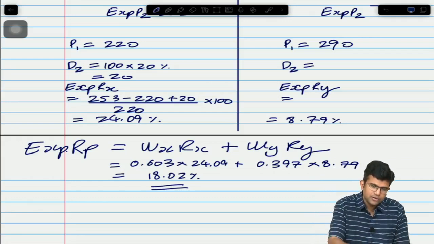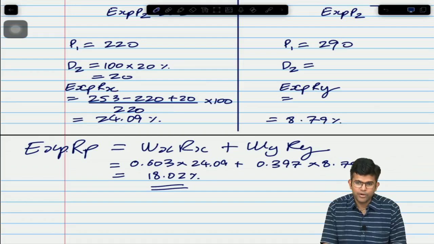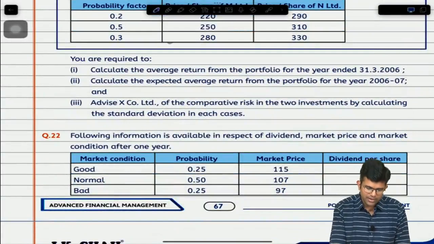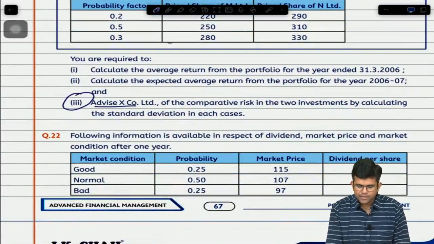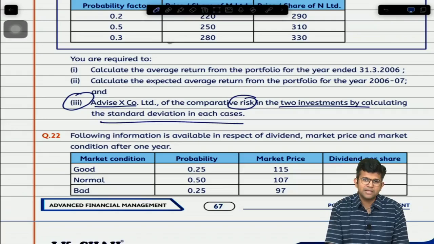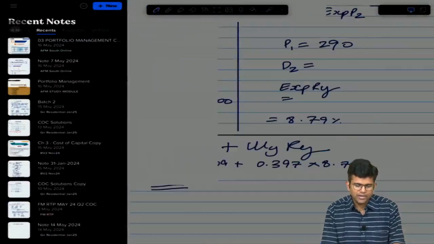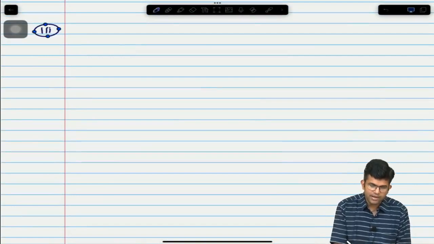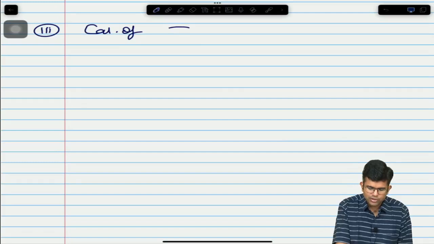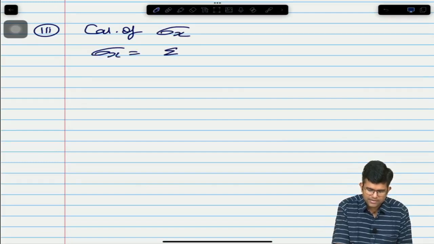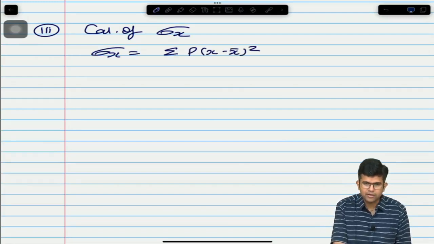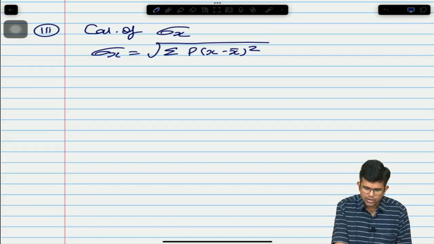Okay, alright. So we have completed the discussion to point 2. Now comes point 3. Students, in point 3, they are asking the risk in the two security standard deviation. Everybody clear? They're asking you sigma. I want you to please pay attention on the screen. There is something you should learn. Everyone. Calculation of sigma. Can I say sigma will be summation p x minus x bar the whole square, the whole under root.